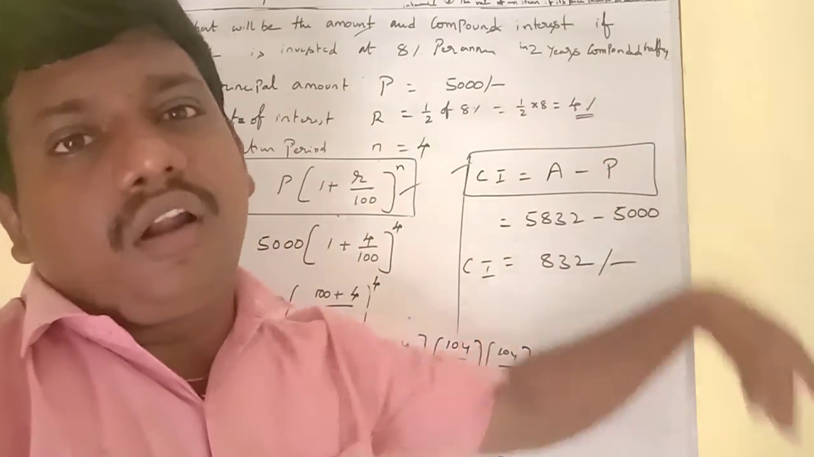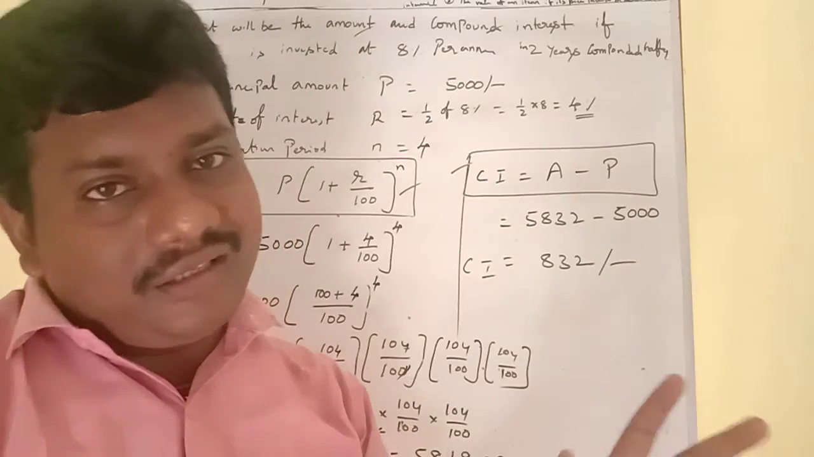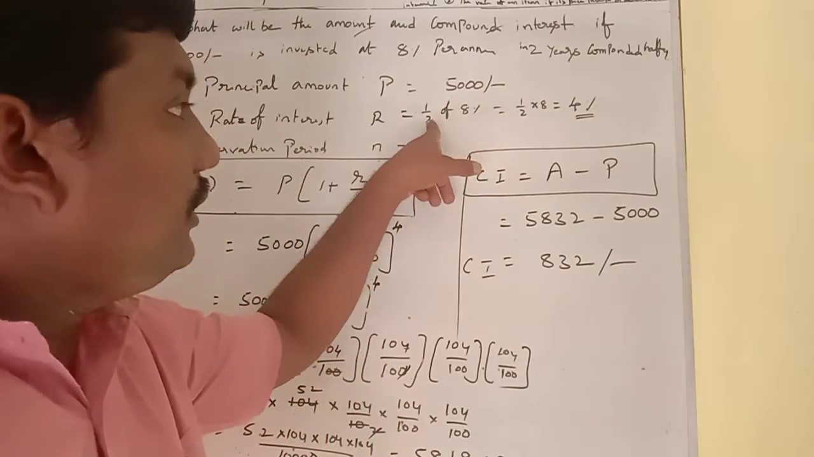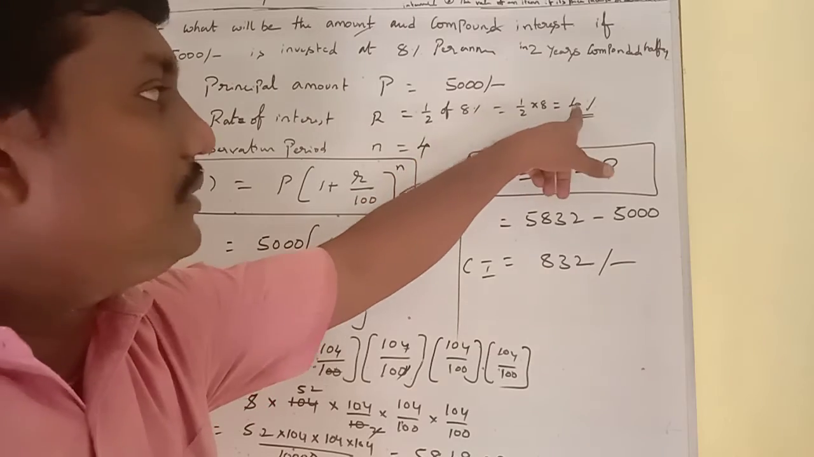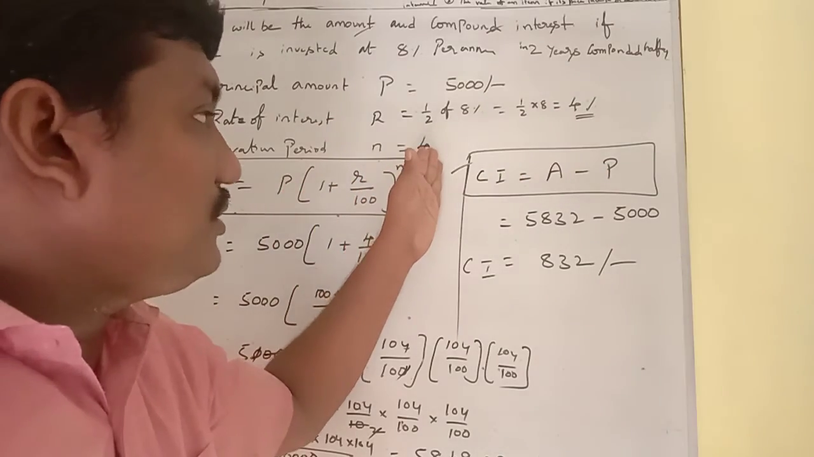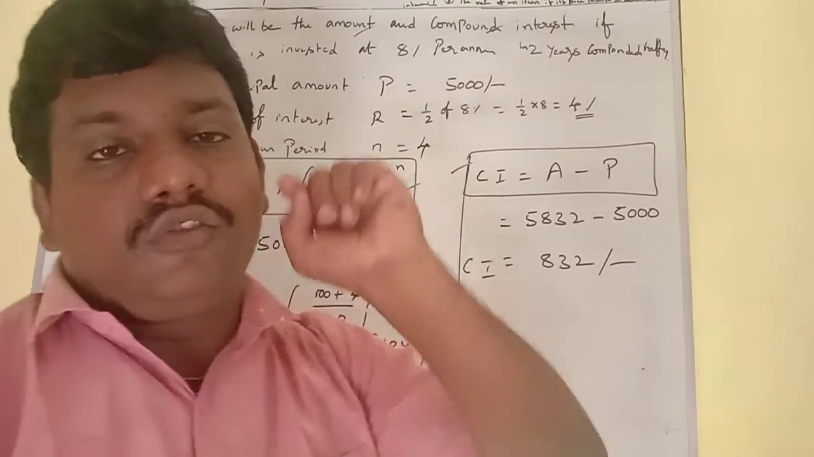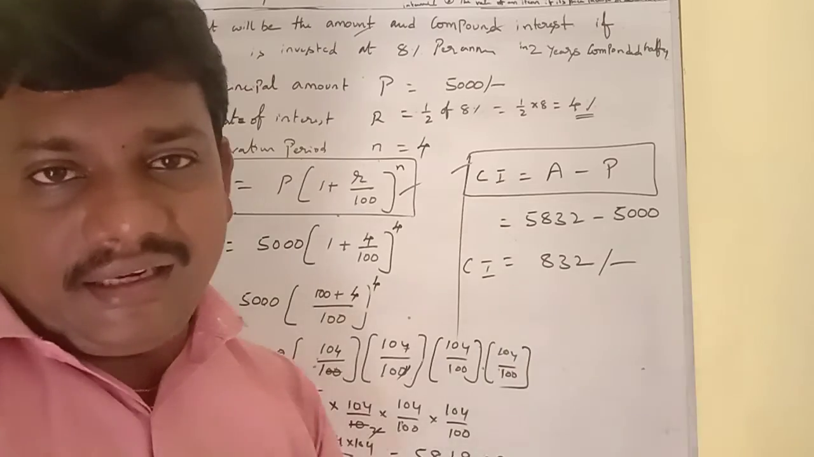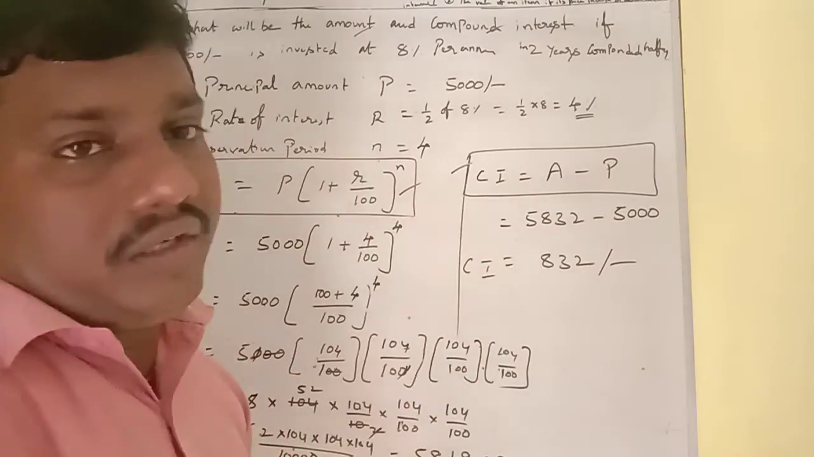Students, compounded quarterly. Quarterly means how many quarters? There are 4 quarters per year. Now you are going to calculate: this is 1/4 of 8%, that is 2%. For 2% interest we are going to calculate it. How many quarters are there in 2 years? There are 8 quarters. That means you have to take n is equal to 8. Then you can calculate, so you may get a better result.